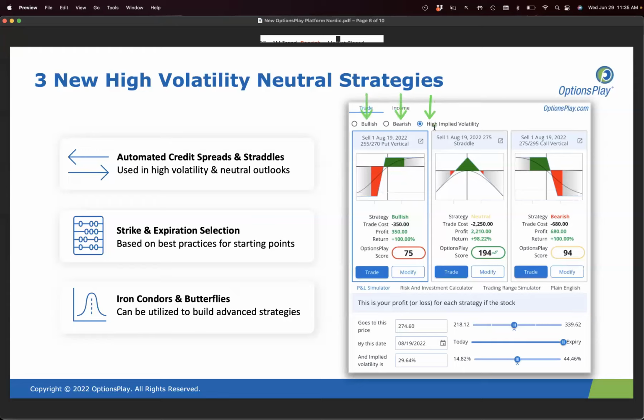So we have this new high implied volatility feature. Before, we had just bullish and just bearish. Now you have high implied volatility, which allows you to look at automated credit spreads. So you have the bullish credit spread, and then you have the bearish credit spread on the right-hand side. And you also have a short straddle for those of you that like to take a pure short volatility play in a specific name. All of these are now included in your high implied volatility strategies.